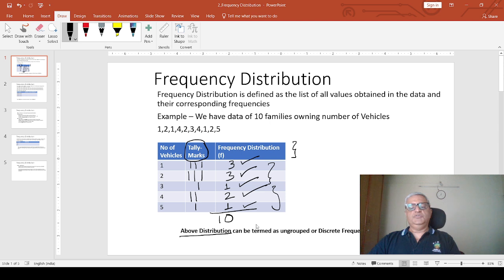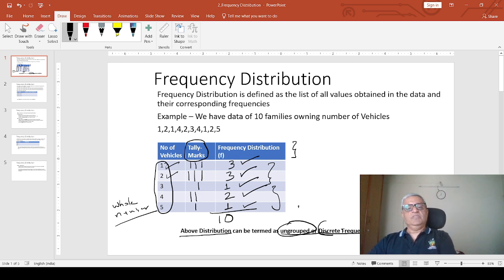The above frequency distribution can be termed as a discrete frequency distribution, ungrouped or discrete frequency distribution. Why is this discrete? This is discrete because the number of vehicles are whole numbers. And ungrouped because there is no group in this; it is a single number that we have put. So this frequency distribution is an ungrouped or discrete frequency distribution.